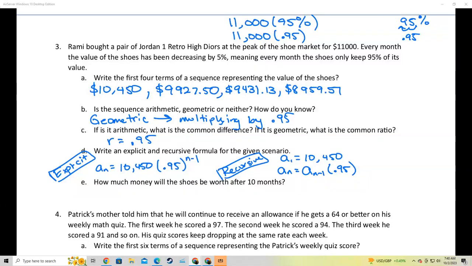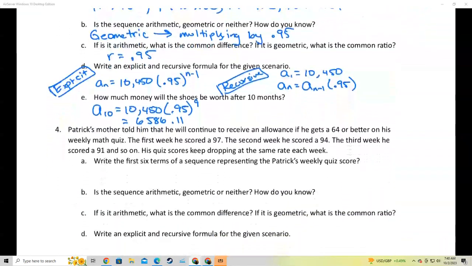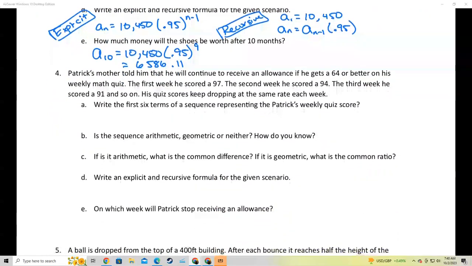10,450 times (0.95) to the power of 9. Because to get my 10th term, I need 10,450 times 0.95 to the power of 9. And the answer I get is $6,586.11. So unfortunately, those shoes are going down in value quite rapidly. All right, the other ones aren't as difficult.